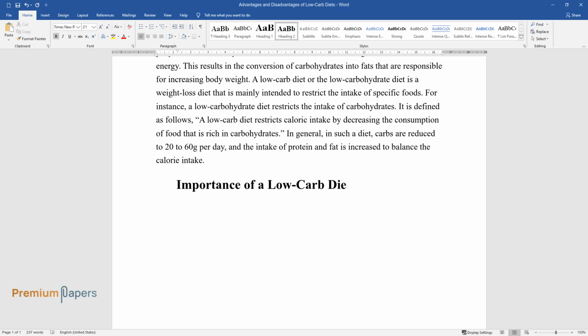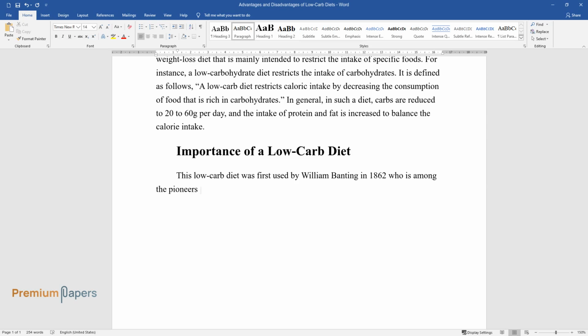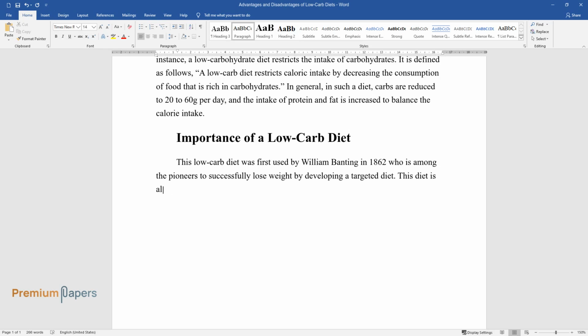Importance of a low-carb diet. This low-carb diet was first used by William Banting in 1862, who was among the pioneers to successfully lose weight by developing a targeted diet. This diet is also sometimes known as the Atkins diet.